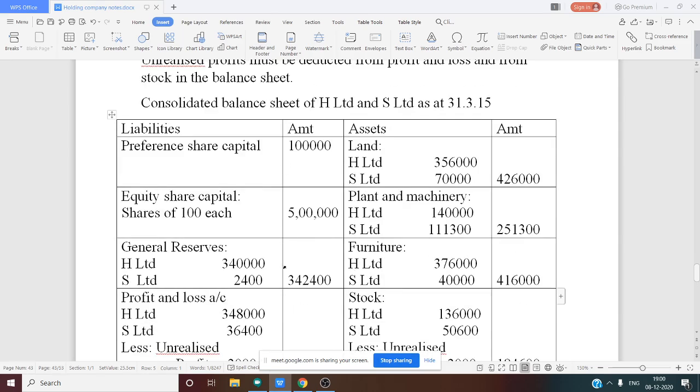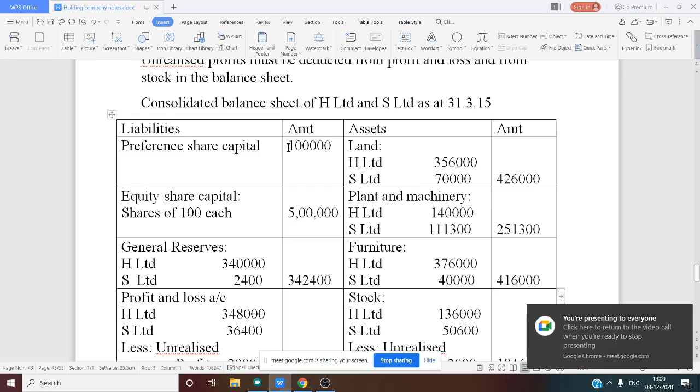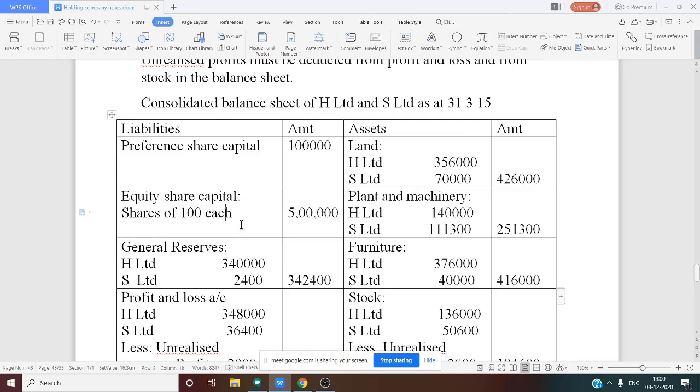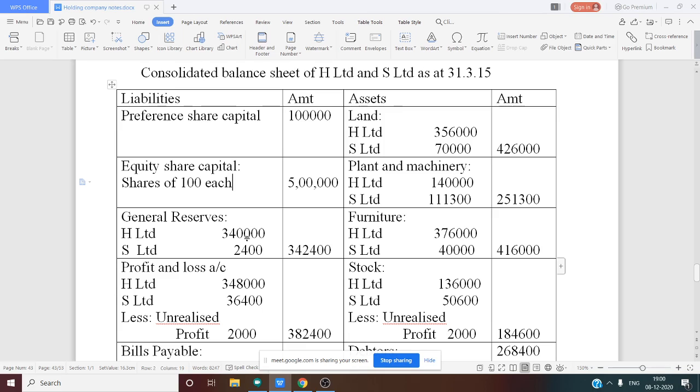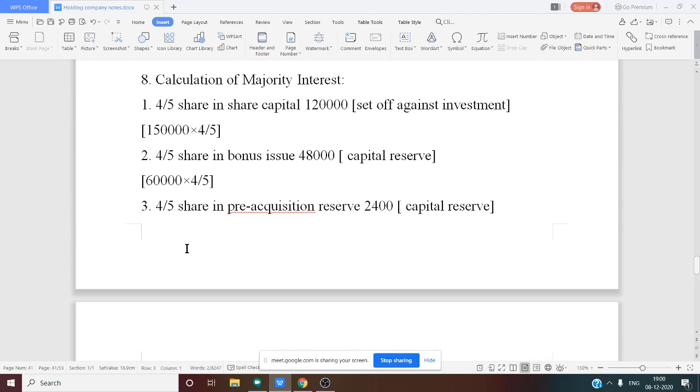Liability side of the consolidated balance sheet. Preference share capital of the holding company, directly from the balance sheet we have taken the amount 1 lakh. Equity share capital, shares of 100 each, directly from the balance sheet. Holding company only, 5 lakh we have taken. General reserve of the holding company we have taken 3 lakh 40,000. But for subsidiary company we have to see the majority interest working note.